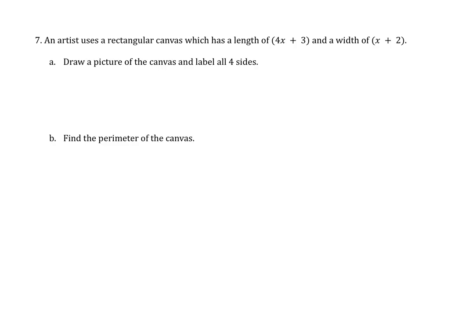And this is a word problem. It says an artist uses a rectangular canvas that has a length of 4x plus 3 and a width of x plus 2. First, it just wants me to draw a picture of the canvas and label all 4 sides. So the first thing I'm going to do is draw a rectangle, and I'm going to label all 4 sides. So we know about a rectangle that opposite sides are congruent. So I label the top and bottom 4x plus 3, and I'm going to label each of the 2 sides x plus 2. Now, part B wants me to find the perimeter of the canvas.